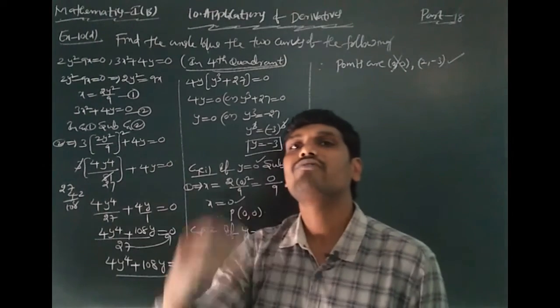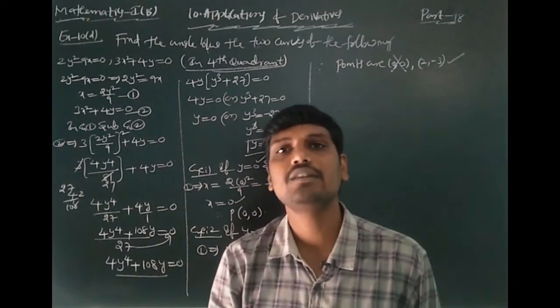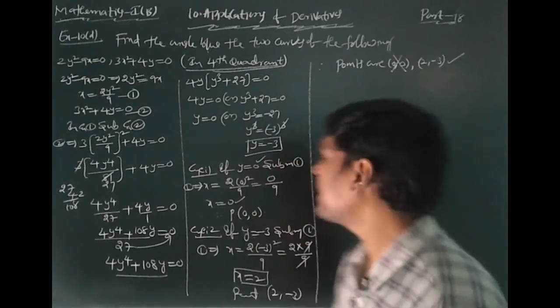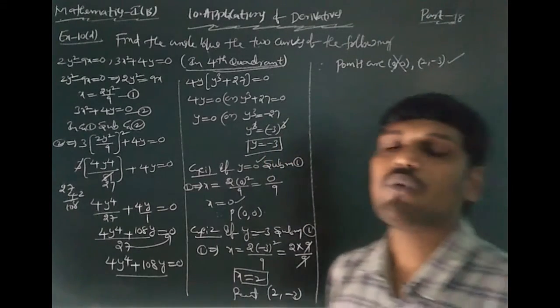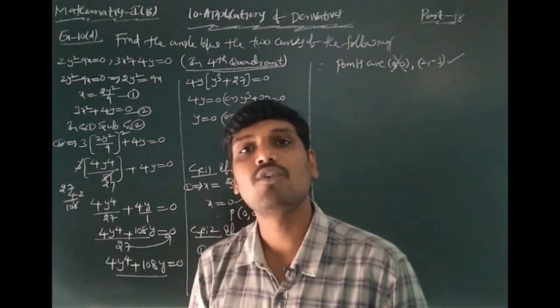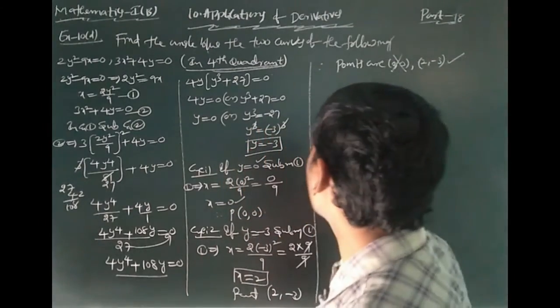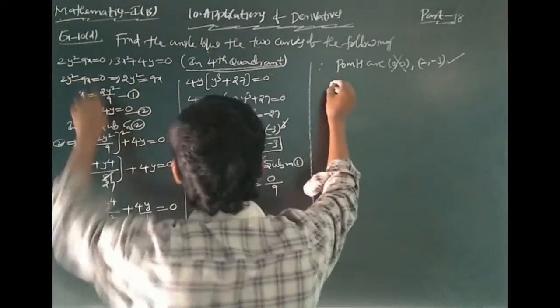That's why, to find the slope of the tangent, which point can you use? 2 comma minus 3. Why? Because that point is the fourth quadrant point. Next, first you have to take the first equation.